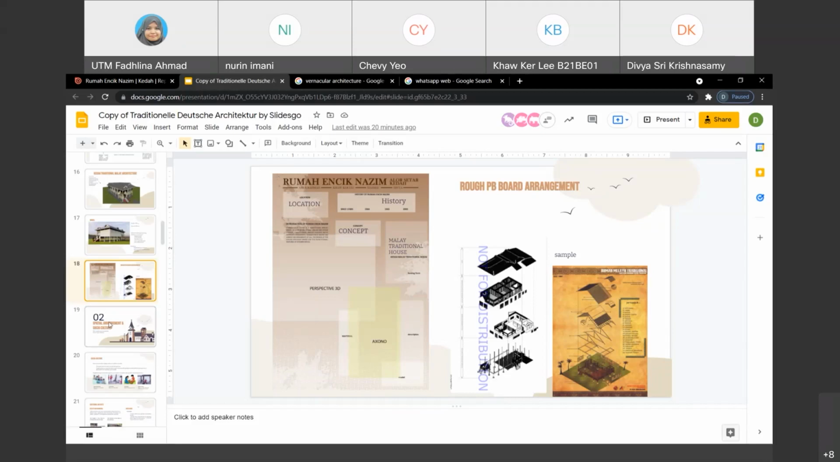Then this one is the axonometry. I will do like this one. Okay, I think that's all from me. Thank you. Next, I will pass to my friend, Eva. Alright. Thank you, doctor.